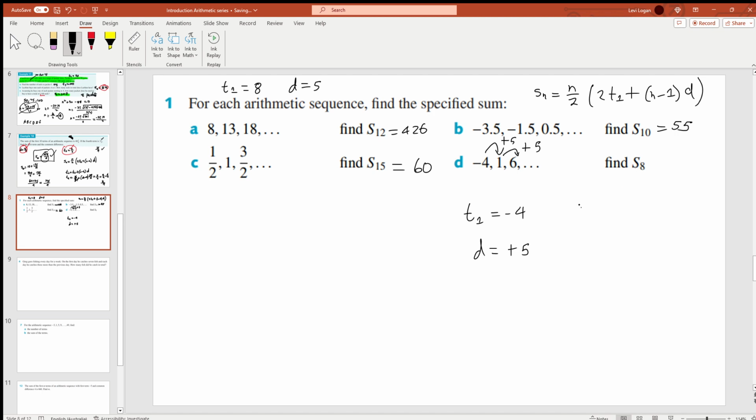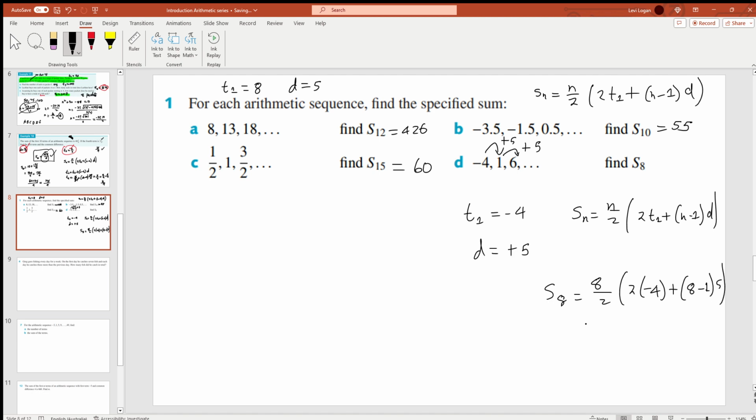And up until 8. So S of n is n over 2, 2 times t of 1 plus n minus 1 times d. So replace the index with 8: S of 8 equals 8 on 2, 2 times the first term, which is -4, plus 8 minus 1 times 5. Let's try and work this out. The first bit is going to turn into 4, this is going to be -8, and this one's going to be 7 times 5, which is +35. 35 minus 8 is going to be 27.